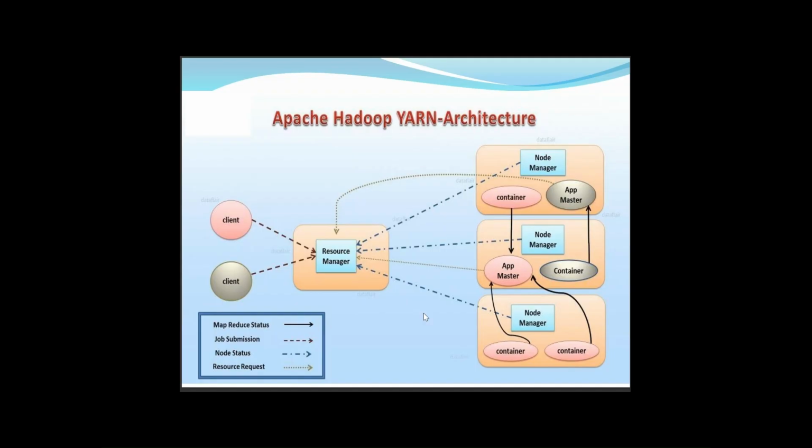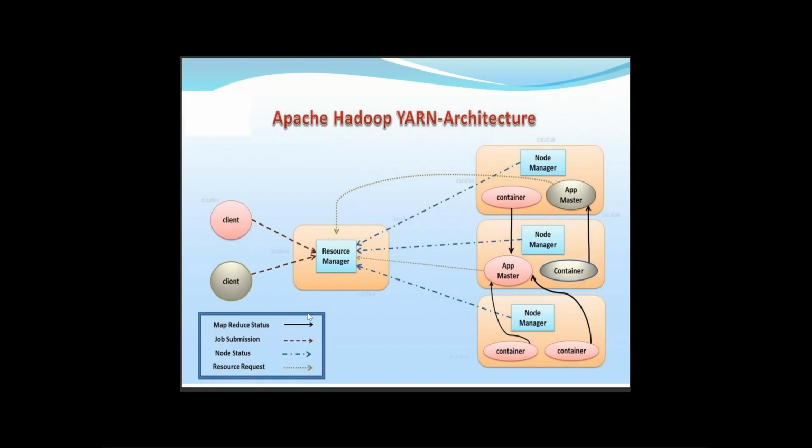And finally, there are containers. These are like small boxes of CPU and memory where tasks actually run. Together, these four parts make Yarn powerful, modular, and scalable.